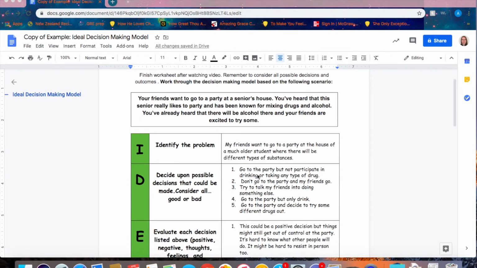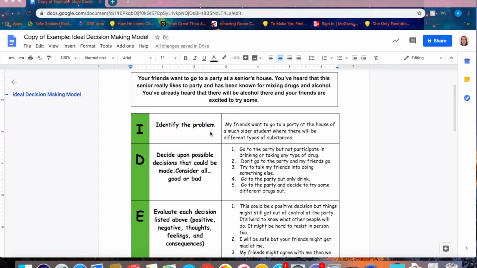So the I stands for identify the problem. What is the problem in this scenario? Let's read the scenario first. Your friends want to go to a party at a senior's house. You've heard that this senior really likes to party and has been known for mixing drugs and alcohol. You've already heard that there will be alcohol there, and your friends are excited to try some.